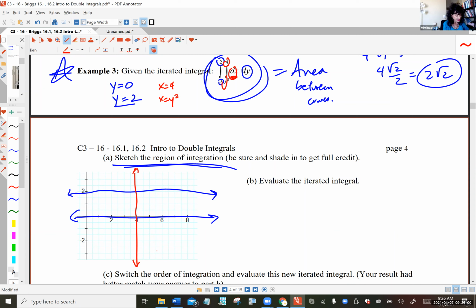And so if I try to graph that, and you have to make sure you get everything right, it turns out this point right here, (4, 2), is a point on the graph. So it's going to intersect right there, and then it's going to go like that.